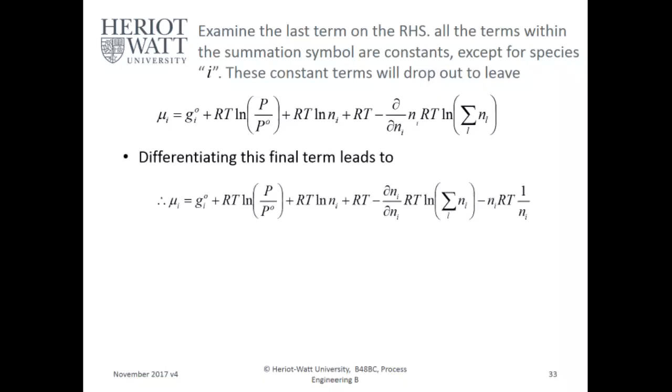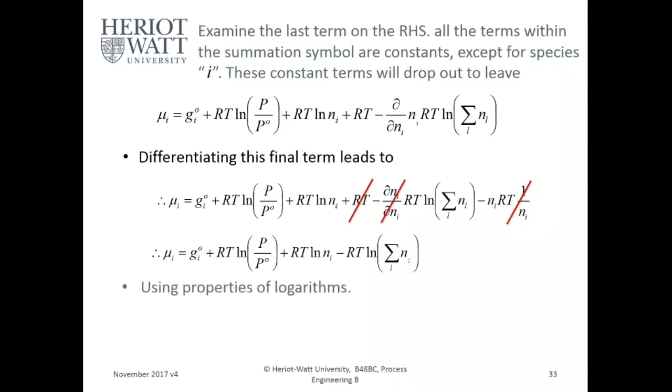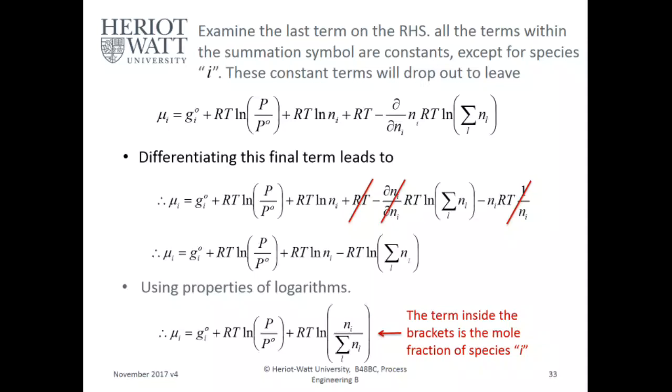Differentiating the final term leads to mu I equals GI plus RT log of P over P0 plus RT log of Ni plus that. That cancels out, because they're constant. Therefore, mu I equals GI plus RT log of P over P0 plus RT log of Ni minus RT log of the summation of NL. Using properties of logarithms, you get chemical potential equals GI0 plus RT log of P over P0 plus RT log of Ni over the summation of NL. And the terms inside the bracket are the mole fraction of the species.